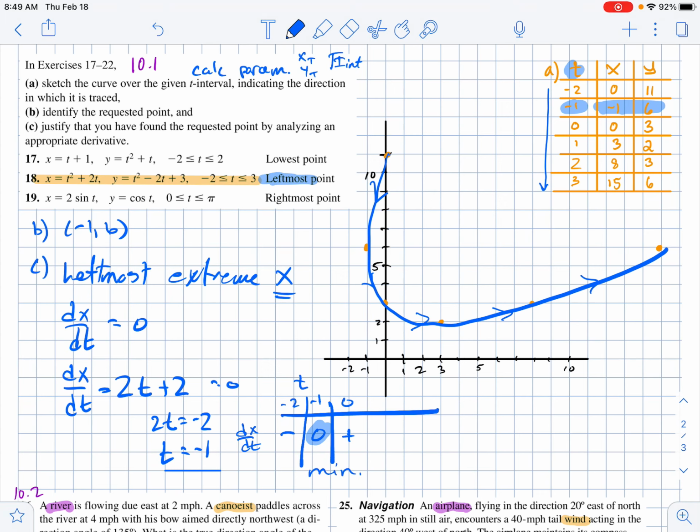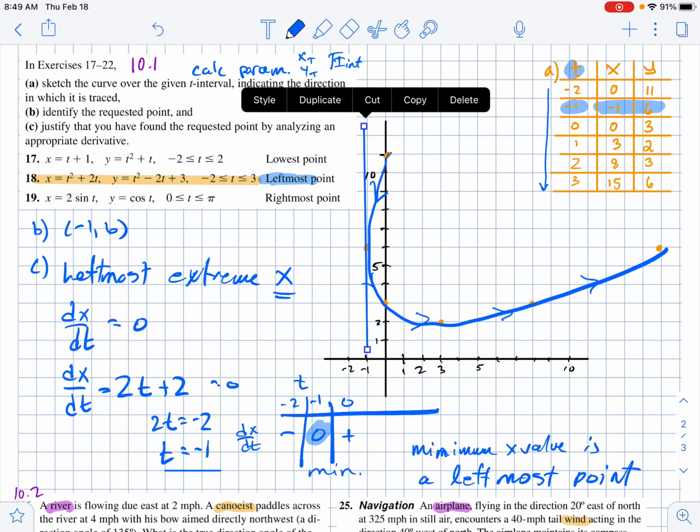And if it's a minimum x value, right, a minimum x value is a leftmost point, because to the left is negative and to the right is positive. Also, if you note here, that would imply that there is of course a vertical tangent line here, and this vertical tangent line touches the graph at exactly that point.